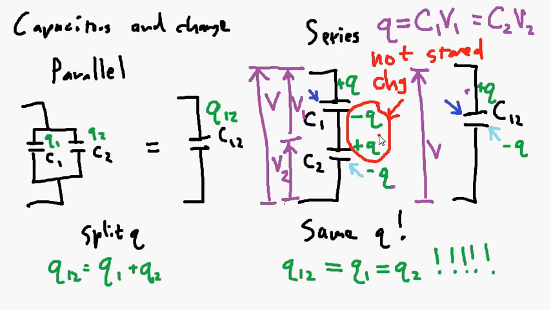So that's why we say that this stored charge here is equal to the stored charge here is equal to the stored charge here. Even though it may appear, if you take the total charge stored on each of these capacitors, that it's more, that's not correct, because the charge stored on the unit is just Q.